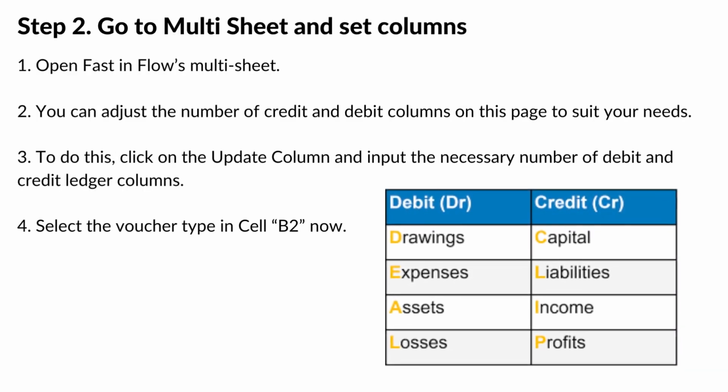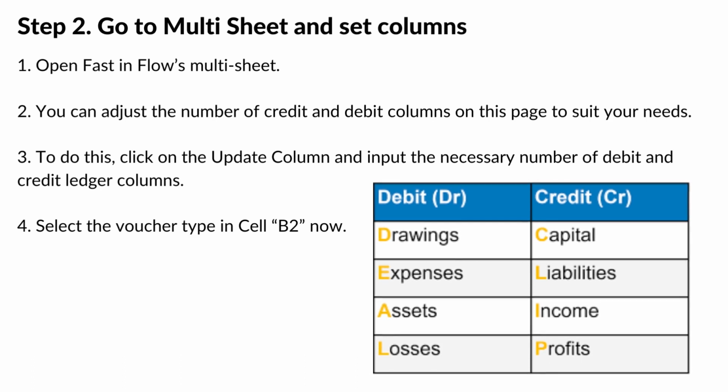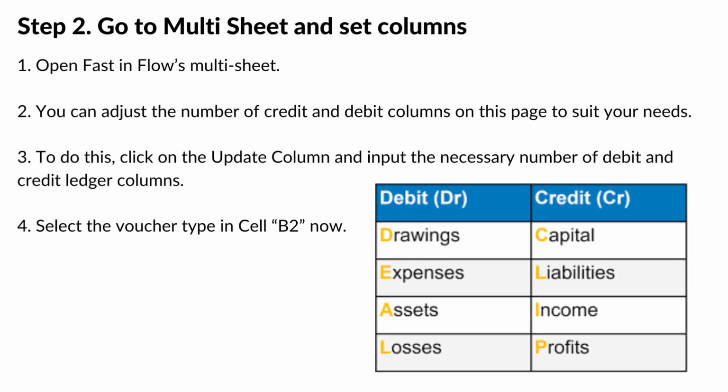1. Open Fast and Flows Multisheet. 2. You can adjust the number of credit and debit columns on this page to suit your needs. 3. To do this, click on the Update column and input the necessary number of debit and credit ledger columns. 4. Select the voucher type in cell B2 now.